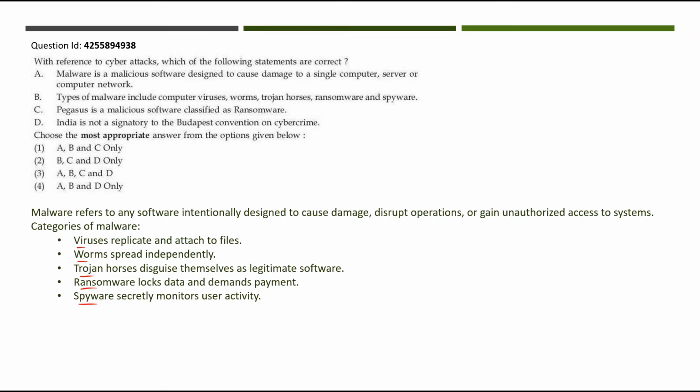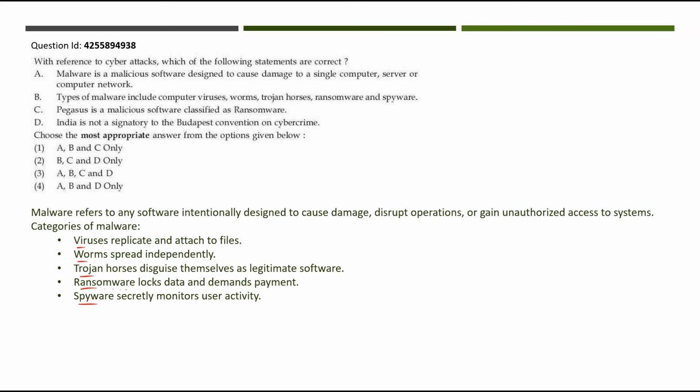Viruses will actually replicate and attach to files. Worms will spread independently. Trojan horses disguise themselves as legitimate software. Ransomware locks data and demands payment. That's why it is ransomware. Spyware secretly monitors user activity. Let's see the statement A. Malware is a malicious software designed to cause damage to a single computer, server or computer network.